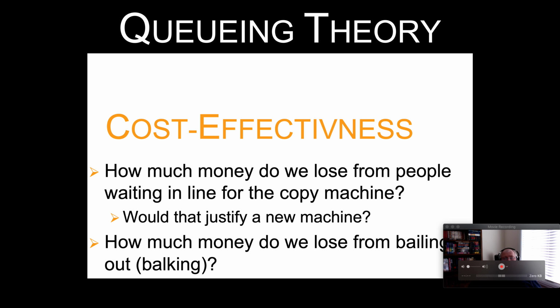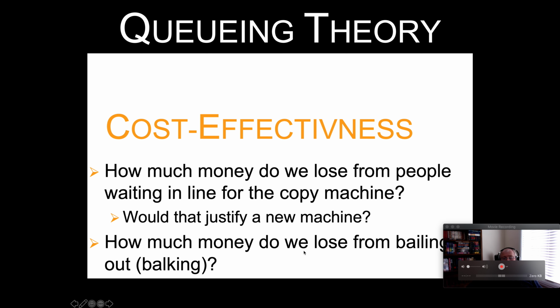So what about the study of lines? The study of lines is called queuing theory. Queue, Q-U-E-U-E, is the French word for line. So let's take a look at some basic results in queuing theory. There's cost effectiveness that we concern ourselves with. How much money do we lose from people waiting in line, let's say for the copy machine? What would justify a new copy machine? Notice I misspelled effectiveness, by the way. I should have an E between V and N.